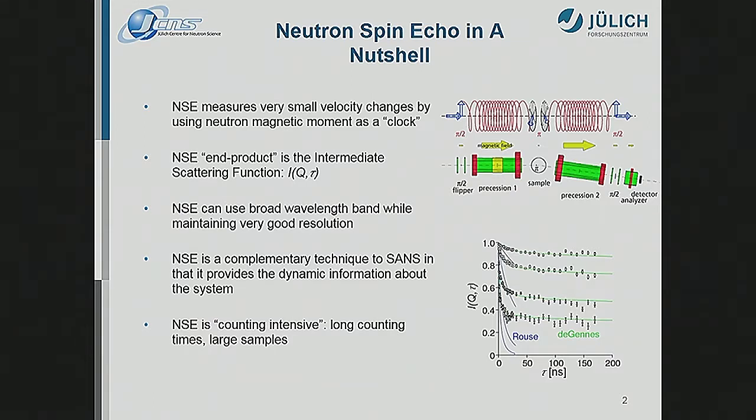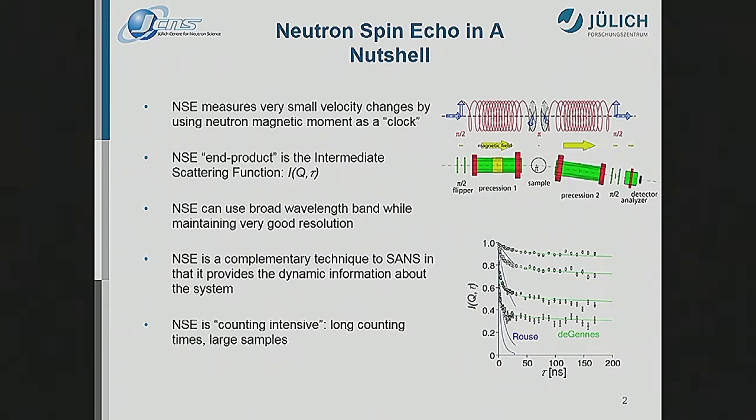The end product of what you get out of the experiment is the so-called intermediate scattering function, I(Q,t), which is a Fourier transform of the scattering function S(Q,omega), where omega is the energy change. We can use a relatively broad wavelength band while maintaining very good resolution, so that's an advantage.